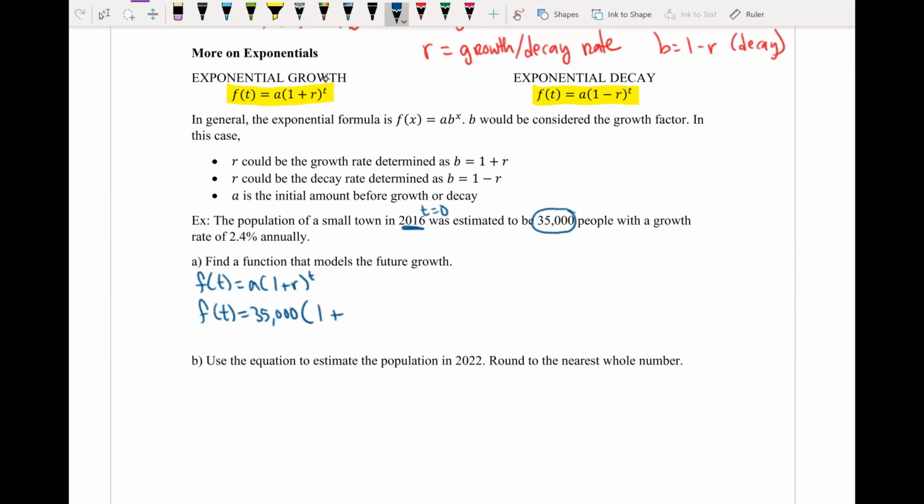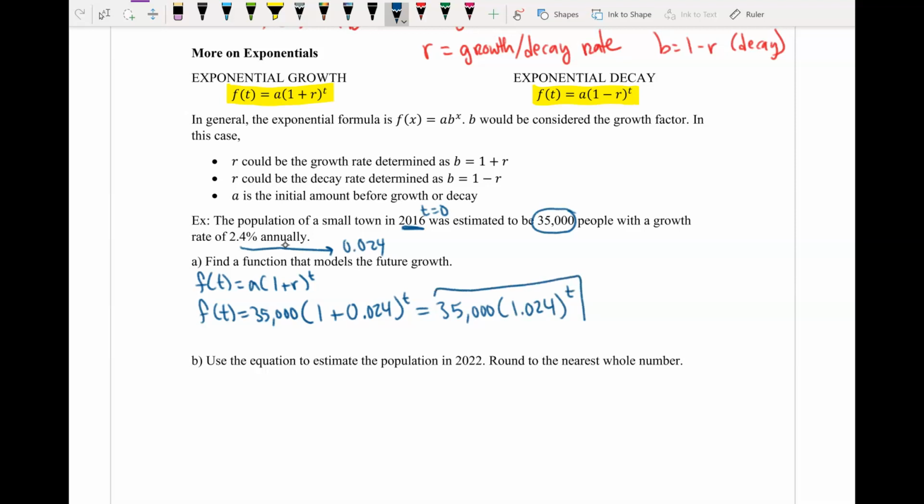Now we have 1 plus r. r in this case is telling me the rate at which this is growing. We need to be very careful because every percentage we always want to convert to a decimal. So as a decimal this will be 0.024. So that's what r is going to be, 0.024, raised to the power of t. So this will be 35,000 times 1.024 to the power of t.